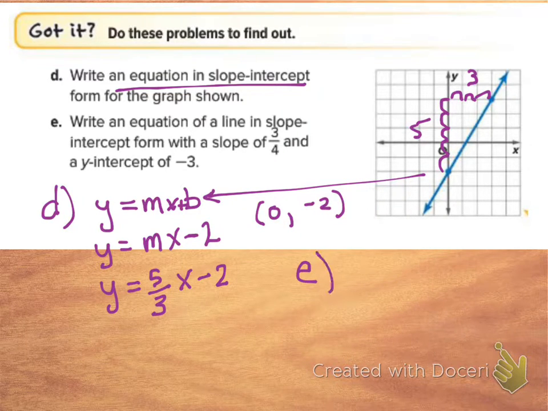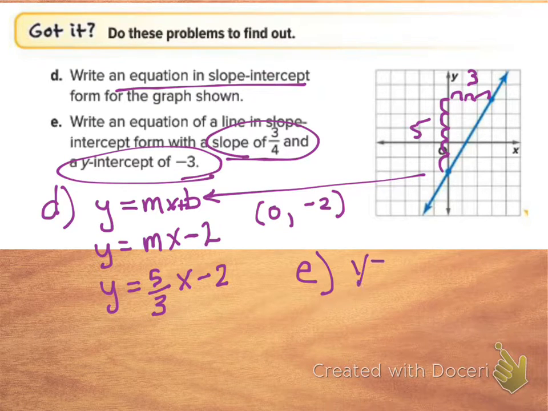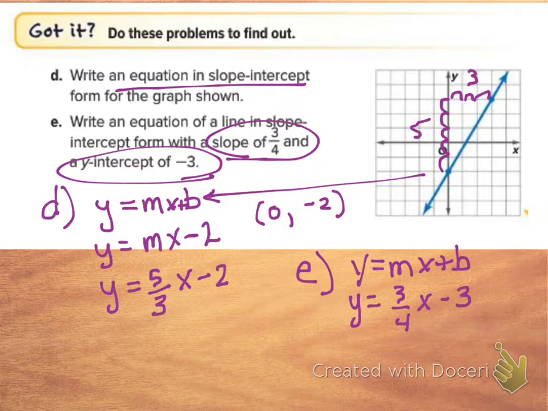Now for E, you're just given the information in words. So we have y equals mx plus b as soon as they ask for slope-intercept form. And they tell you that the slope is 3/4, so you're going to plug that in for m. And they tell you that the y-intercept is -3, so you want to plug that in for b.